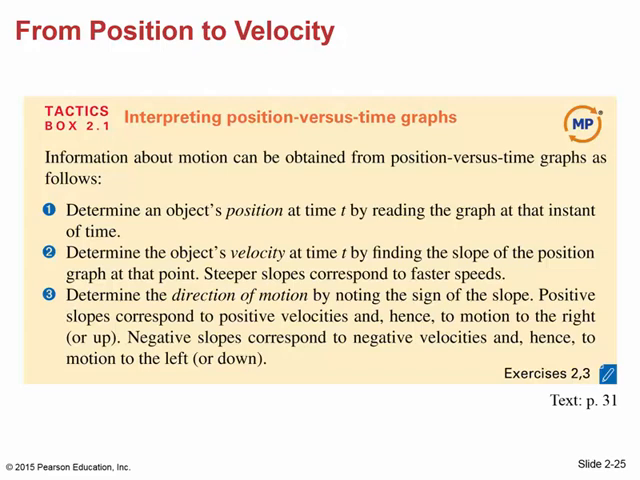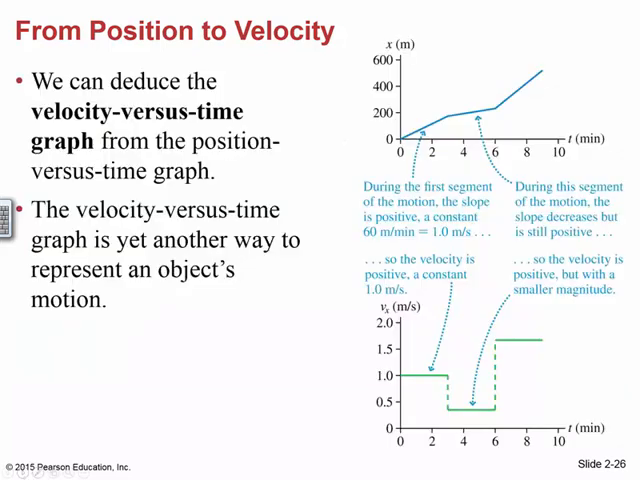Now, here are some points to remember when we're looking at graphs. Determine an object's position at a time by reading the graph at an instant of time. We call that actually instantaneous velocity when we look at a given instant of time, okay? And of course, when we're looking at the slopes, the steeper slopes correspond to faster speeds. Again, that's commonsensical if you remember your algebra and your trig when you were doing graphs, okay? And then, of course, we can determine the direction of motion by noting the sign of the slope. If it's positive, that means it's increasing or it's moving to the right. If it's negative, it's moving to the left, or up or down, according to which axes we're on, okay?